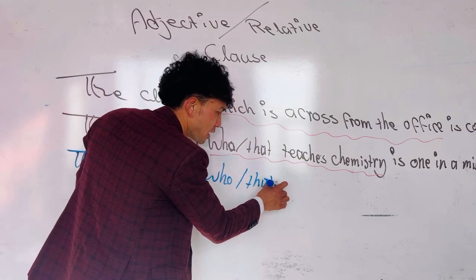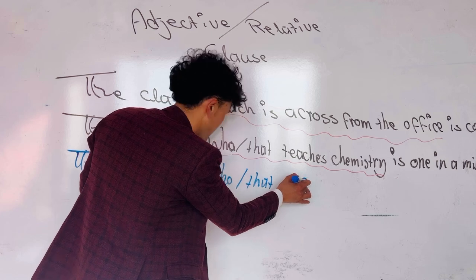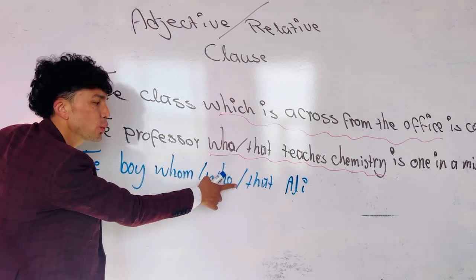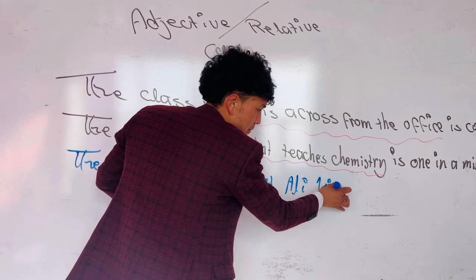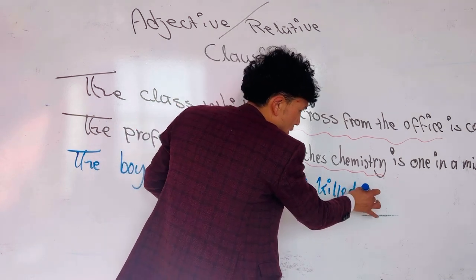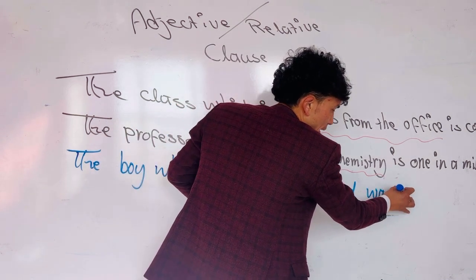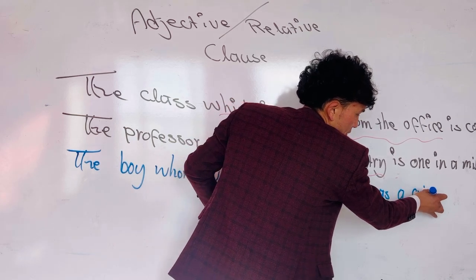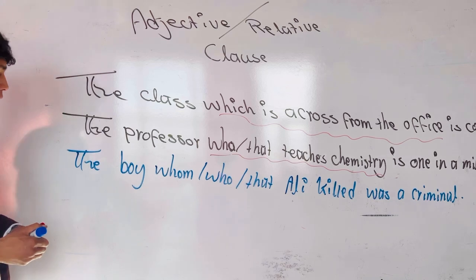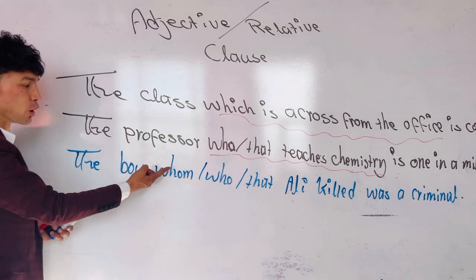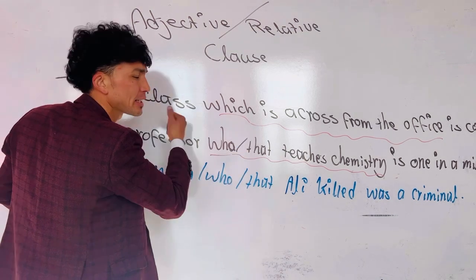That Ali. The boy, whom, who, or that Ali killed. Killed was a criminal. Criminal. Did you understand? Now, look at this one. The boy, which boy? Whom, who, or that Ali killed.